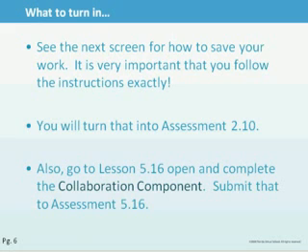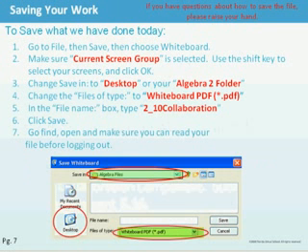The last thing that you are going to do is save your work. So remember, to save your work, you're going to do File, Save, Whiteboard, Current Screen Group. Put it somewhere you will remember it. Very important, change it to Whiteboard PDF and give it a good name. I would suggest 210 Collaboration. Click Save, make sure you can open it, and then turn that into Assessment 210.